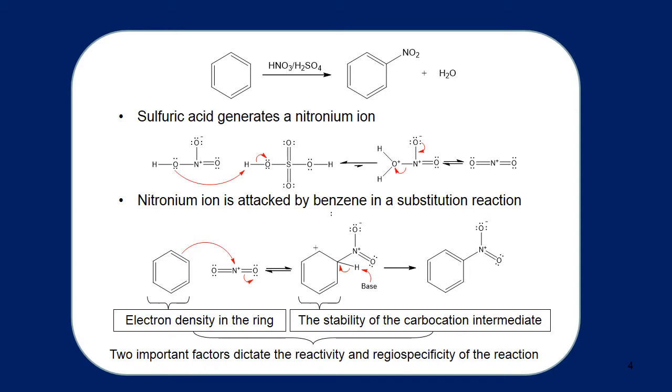This is an extremely electrophilic species, and it will be attacked very rapidly by a benzene ring. Now, the extent to which this reaction takes place has to do with the electron density within the ring and the stability of the carbocation intermediate which is formed. And both of these factors are going to become very important when we start to consider what happens when this reaction takes place with substituted benzenes.